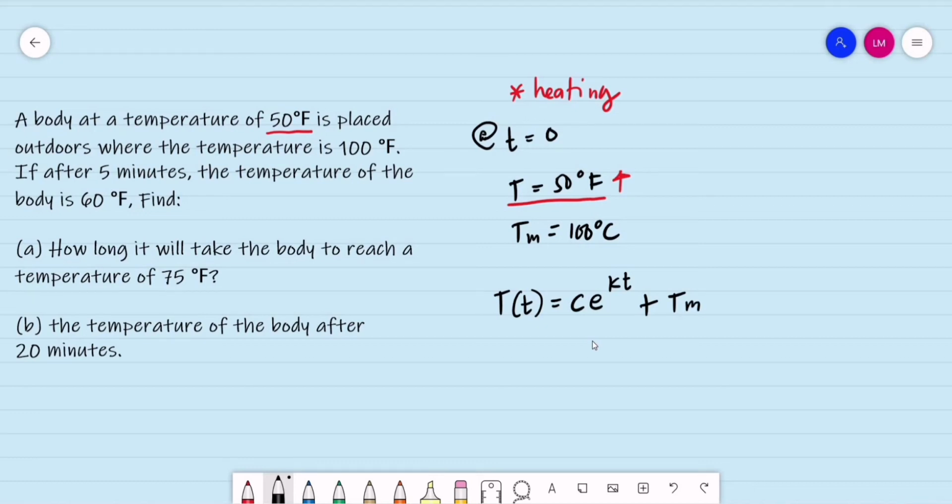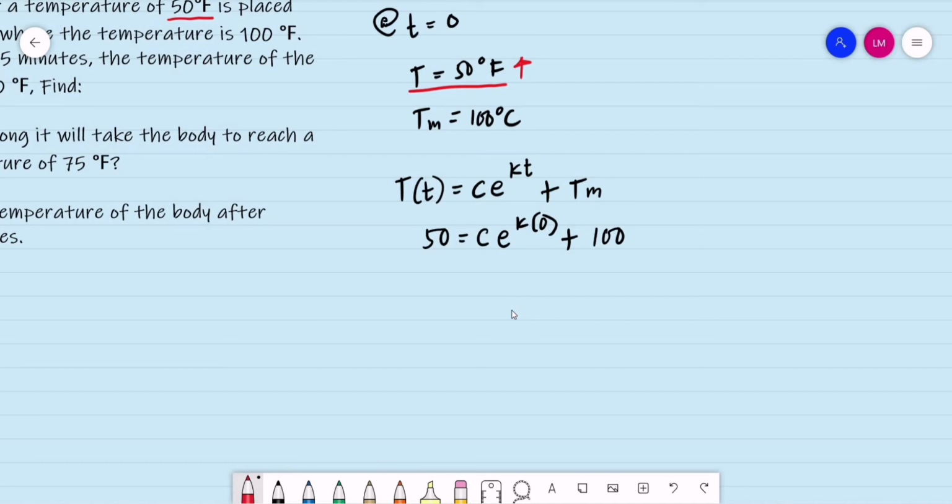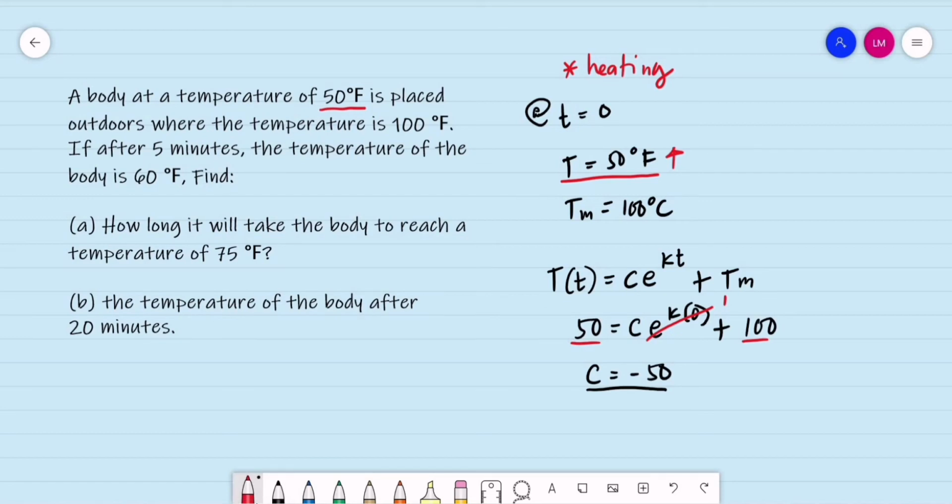So from the given, at time 0, the temperature is 50 degrees Fahrenheit. So this is 50 equal to C e raised to k at time 0 plus the temperature of the surrounding medium, which is 100. So we know that e raised to 0 is 1. Any value raised to 0 is 1. Then we have 50 less 100. I will be having the value of the constant C as 50 minus 100, that is negative 50.